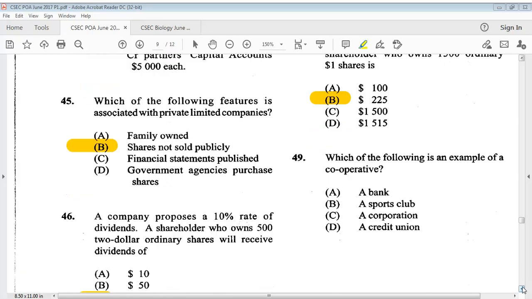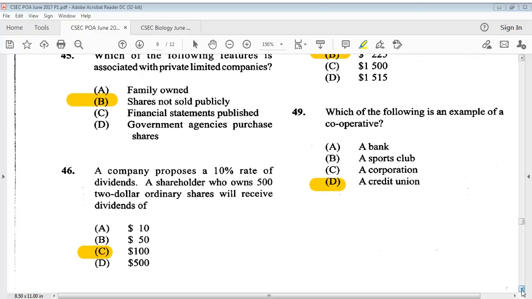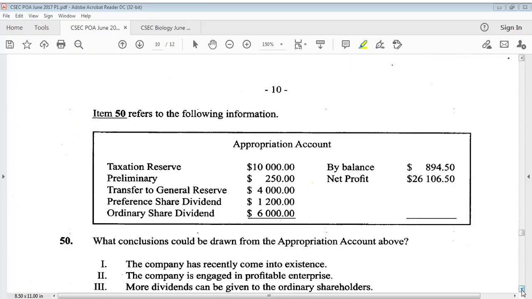49 says, which of the following is an example of a cooperative? Is it A, a bank, B, a sports club, C, a corporation, or D, a credit union? We know that it is D, a credit union. Let's go on to number 50. Item 50 refers to the following information.